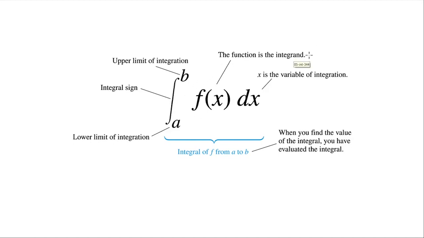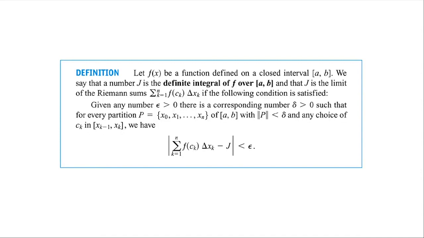The function is the integrand. This is the function, x is the variable, and we want to find out the integration from one point to another point, from a to b. This a is called the lower limit of integration. This symbol is called the integral sign, and b is the upper limit of integration. Okay, and how do we find this? We use the Riemann sum for finding the definite integration.